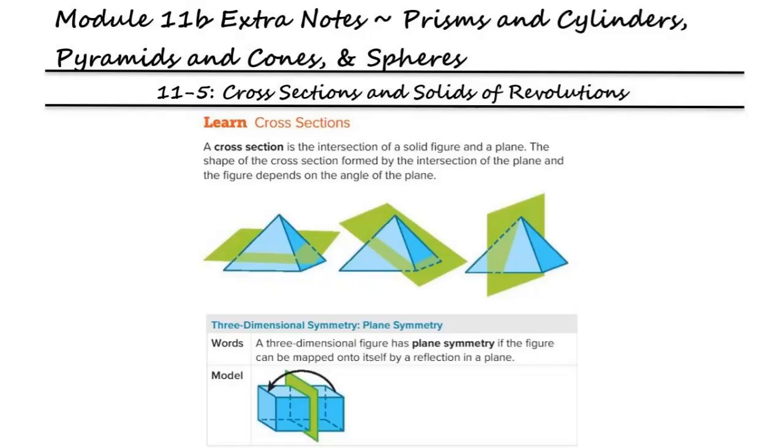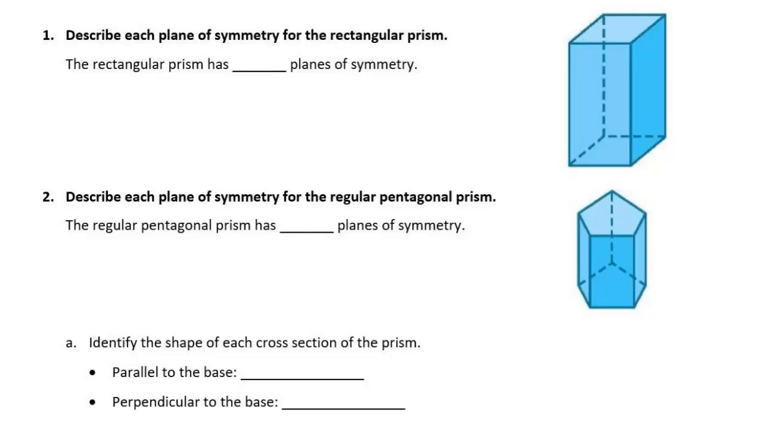So a cross-section is just where I chop through the shape and I look at the cut edge. A plane of symmetry is where we chop through the shape so that we make mirror images on either side of this three-dimensional object. So I want to practice with some planes of symmetry here. I've got two examples. Number one, we're looking at this rectangular prism. We want to describe in words each plane of symmetry for the rectangular prism, and then give a total number of how many planes of symmetry this rectangular prism has.